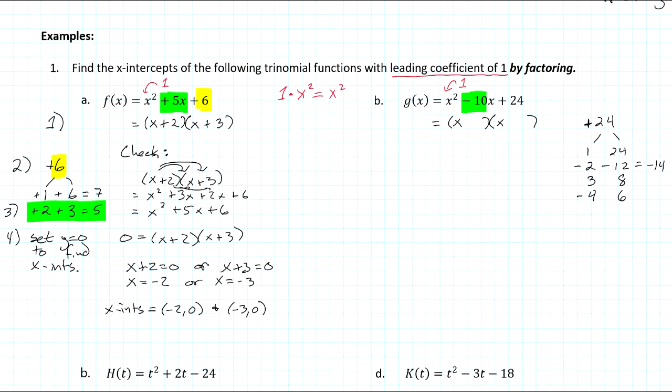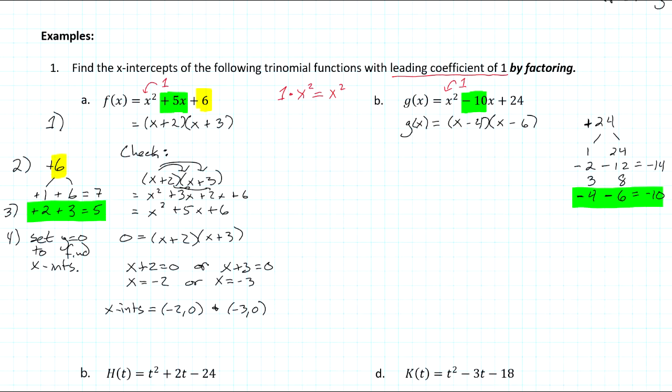Instead, we want to go down lower. The minus 4 and a minus 6 would multiply to be 24, and it would add to negative 10. So that is our winning combination here. So I can plug in a minus 4 and a minus 6 into our parentheses, and that's our factored form for g of x.